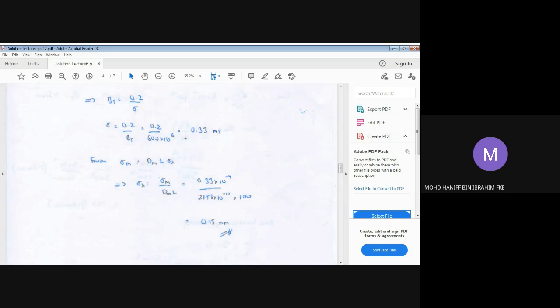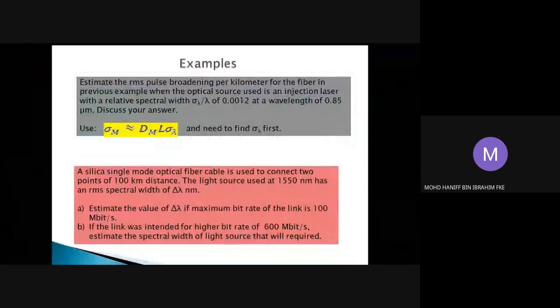Any questions so far on material dispersion? So far, okay, Doctor. All right, very good. Hopefully you understand this clearly.